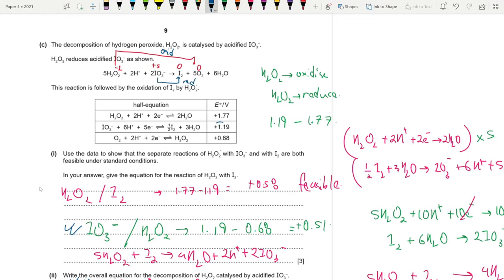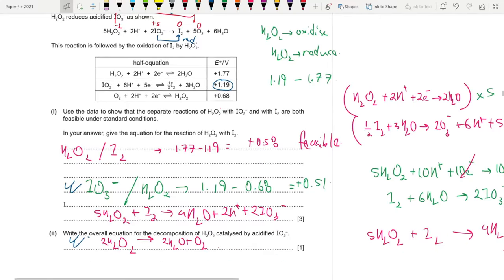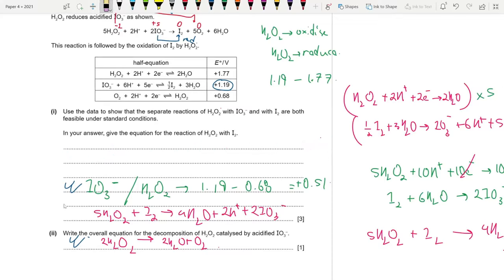The reduction potential of iodate, we're going to take that. We're taking the reduction potential of iodate. That's 1.19. The reduction potential of iodate is 1.19, and the oxidation potential of hydrogen peroxide will basically be the reverse. As you can see, I'm doing the green one first. Okay, let's do this first.